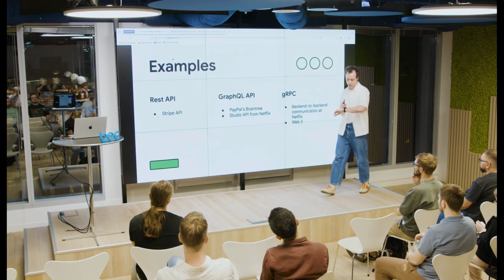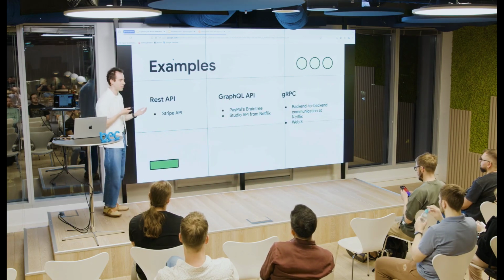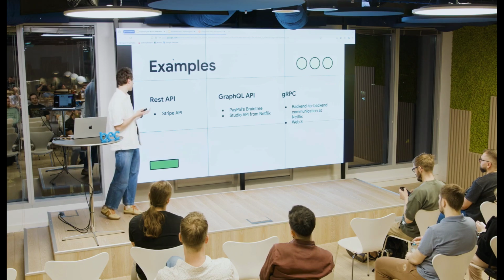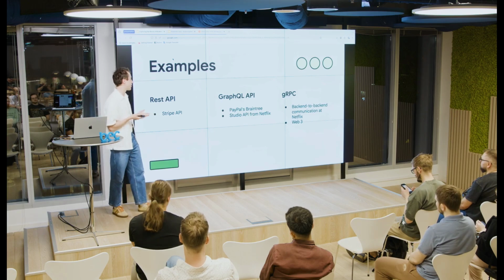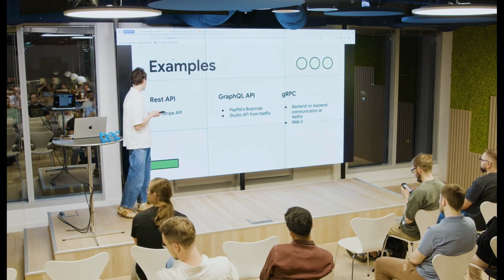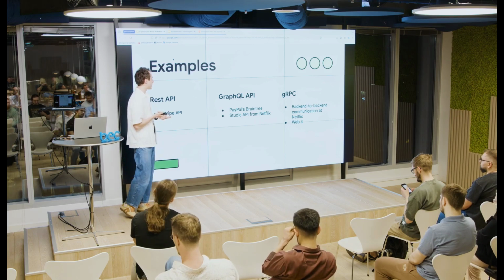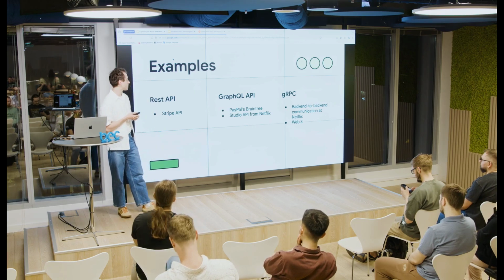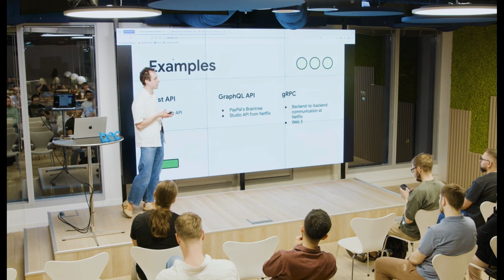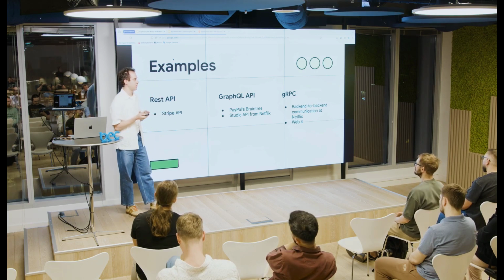So let's go briefly over examples. REST API is used in Stripe API. It appears to be the golden standard. GraphQL API is, I would say, something more flexible. You can just play with it. PayPal uses it. And here's a nice contrast: Stripe API uses REST, PayPal uses GraphQL API. So it's never an obvious choice. And it's used for Studio API from Netflix, again, for this idea that we can query whatever we need.